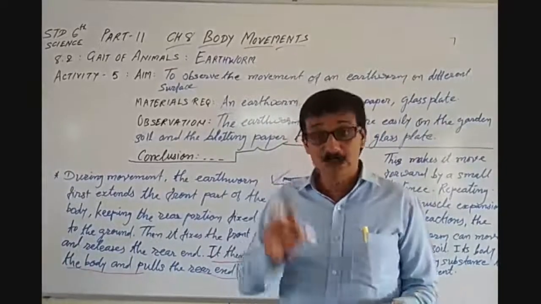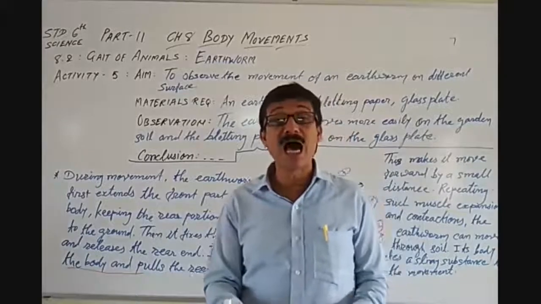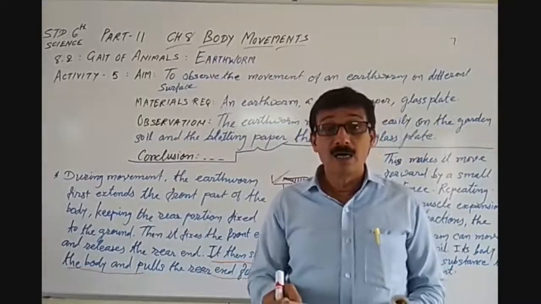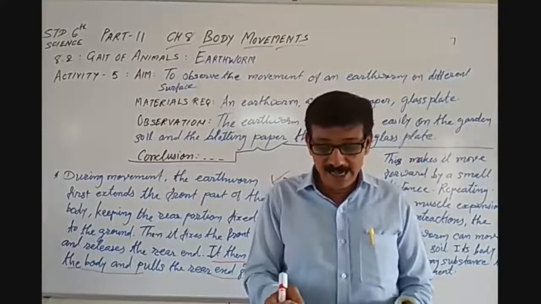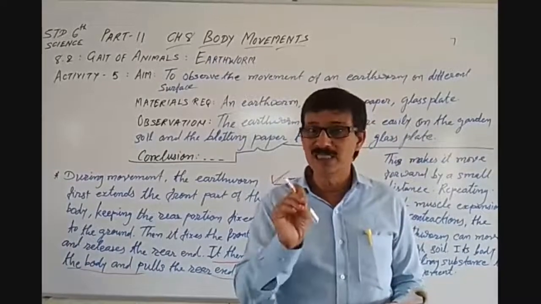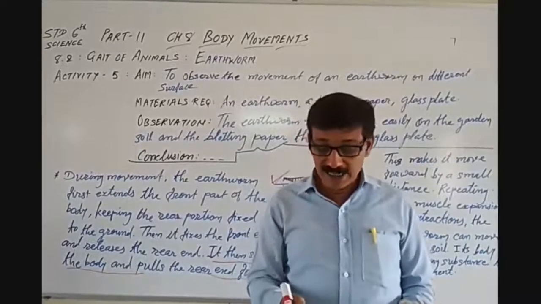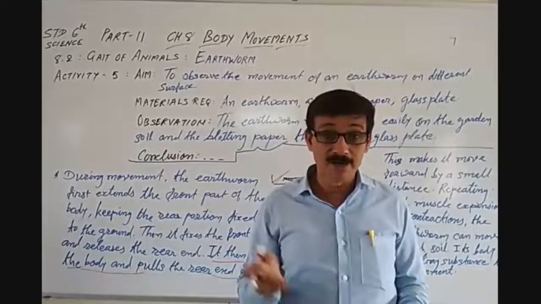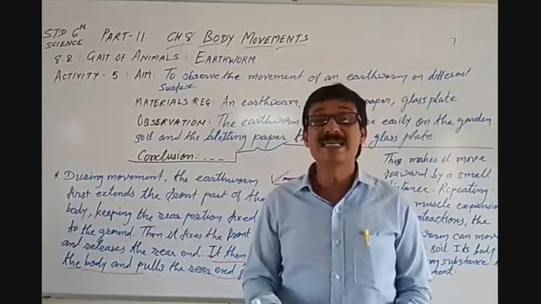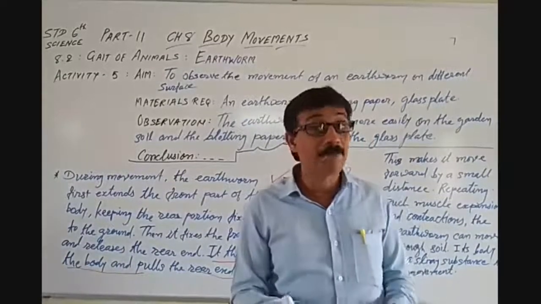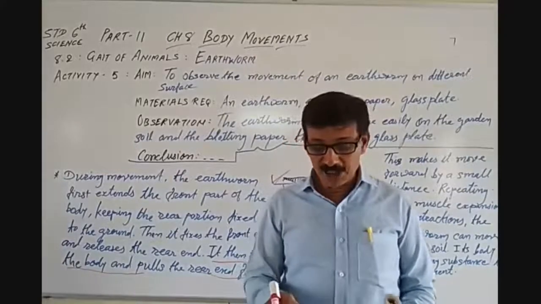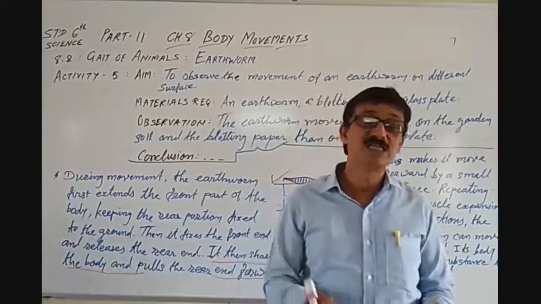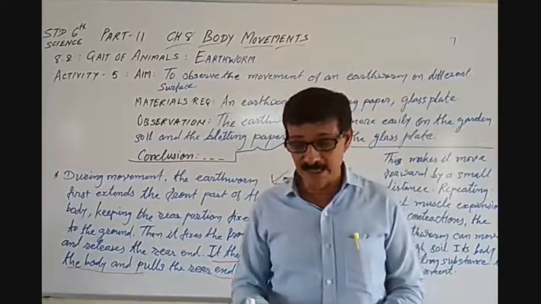Then under its body it has a large number of tiny bristles. What is bristles? Hair-like structures. That is known as bristles. So there are hair-like structures in large number under its body, projecting out. वो बाहर आ जाता है, projecting out. The bristles are connected with muscles.